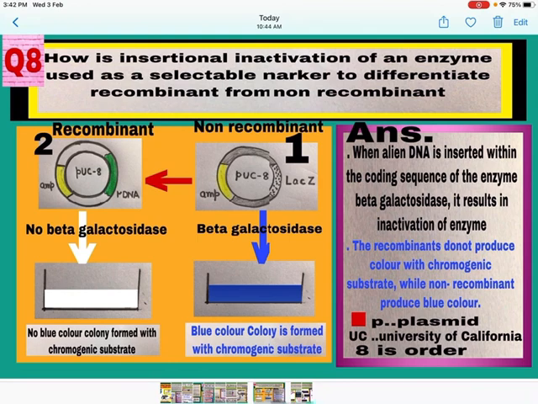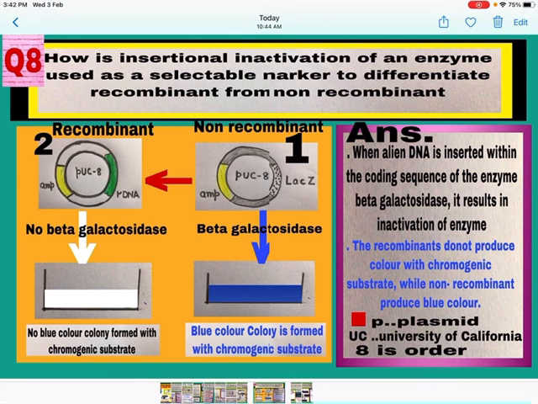See the diagram 2. Here required gene is inserted, which is shown by green color in plasmid, and now this plasmid is recombinant type and this will not produce beta-galactosidase enzyme. Now see what happens with chromogenic substrate. Note in the diagram, the plasmid 1 will give blue color with chromogenic substrate because it is producing beta-galactosidase enzyme, and the plasmid 2 will not give blue color with chromogenic substrate because it is not producing beta-galactosidase enzyme.